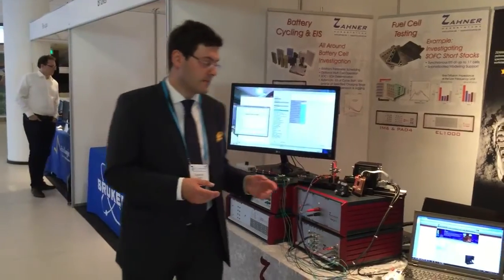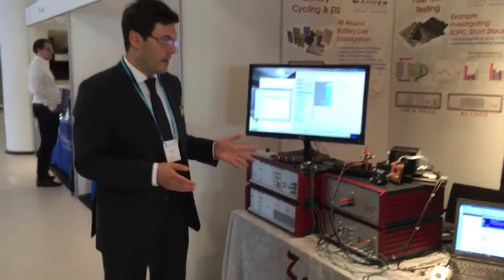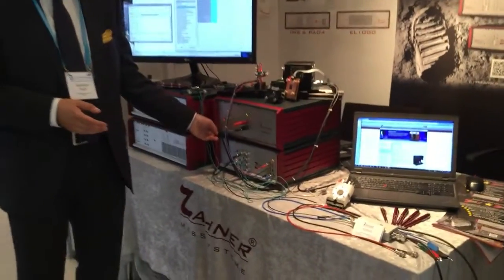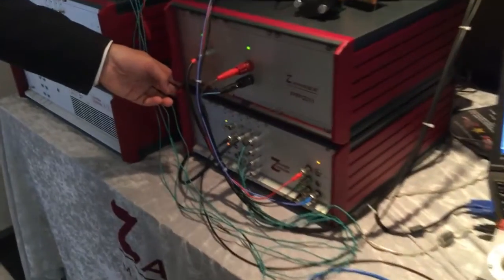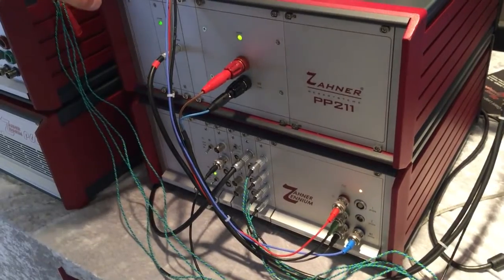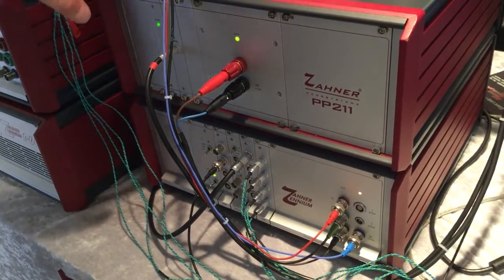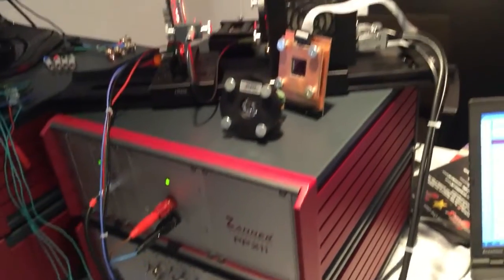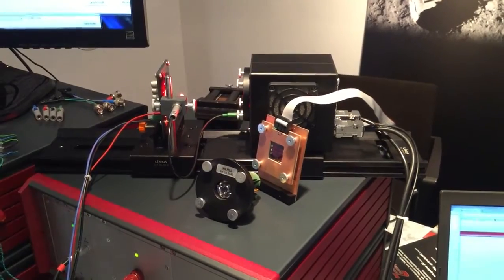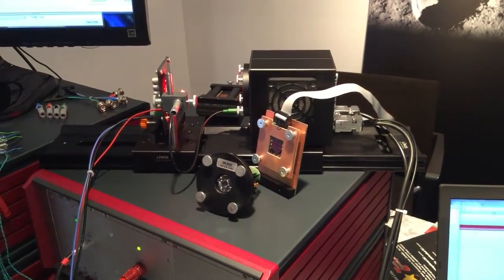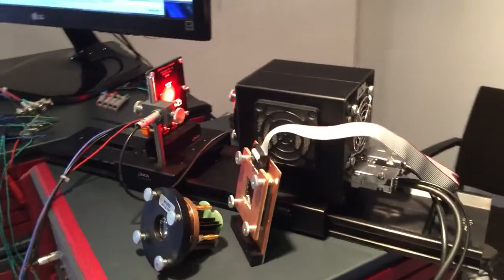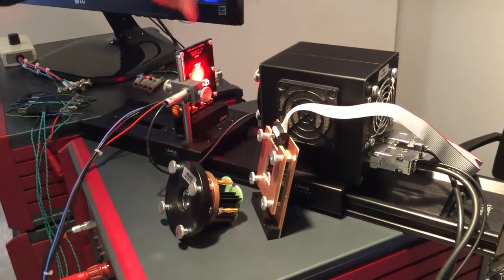And we talked about a lot of things, because, for example, we have here our general system, consisting of a ZAHNER-zennium electrochemical workstation with impedance capability and modular plug-in card capacity. It's connected to a ZAHNER PP211 power potentiostat in order to power up the light source here. This is a nice setup for photoelectrochemistry. What is very special about this system is, for example, that we have the sensor feedback loop here, which gives you the correct light intensity onto the sample.